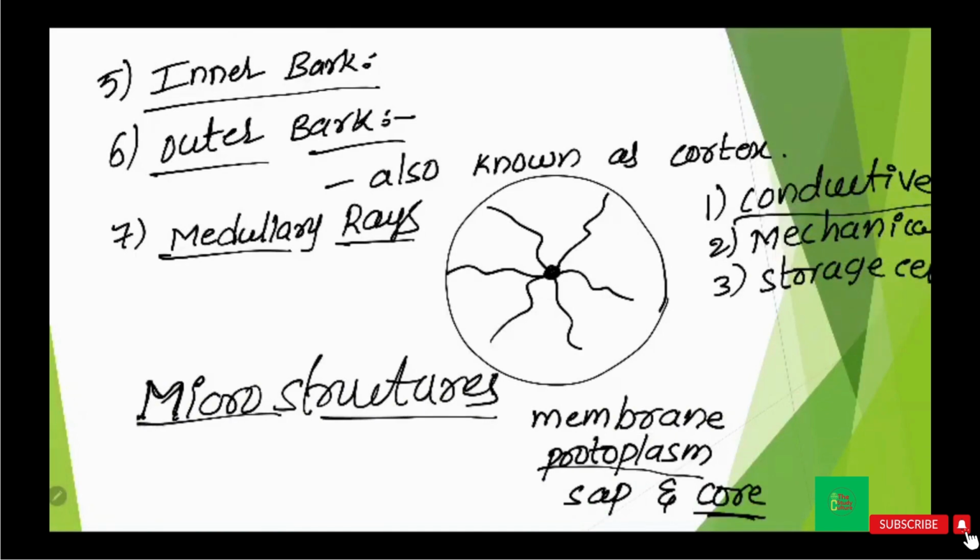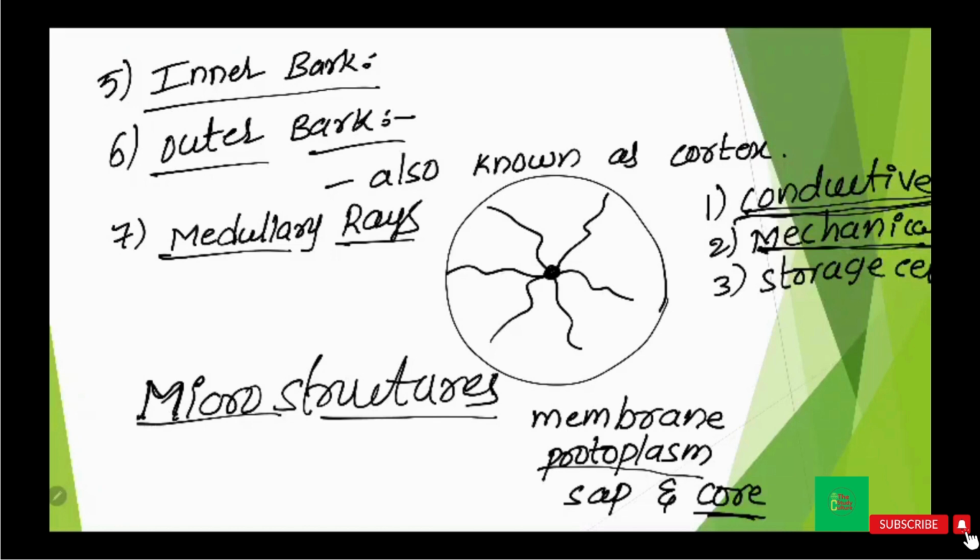Conductive cells. These cells mainly transmit the nutrients from roots to branches and leaves. Mechanical cells are elongated, thick-walled, and have tightly interconnected narrow interior cavities. These cells impart strength to the wood.